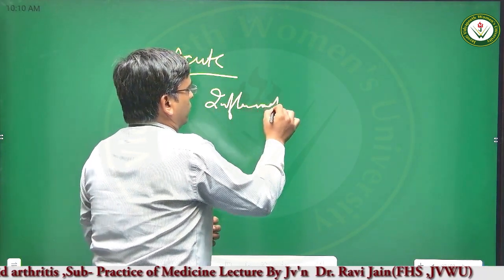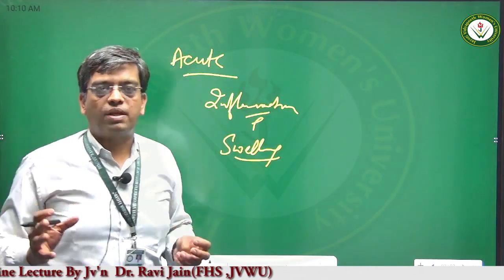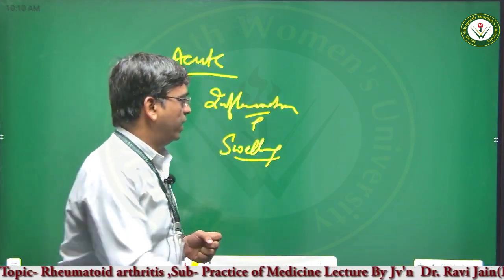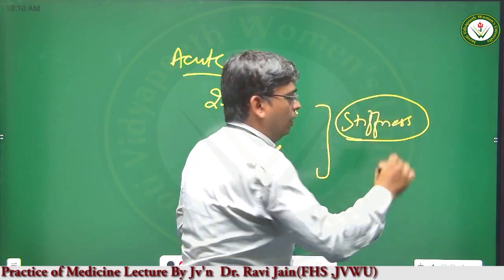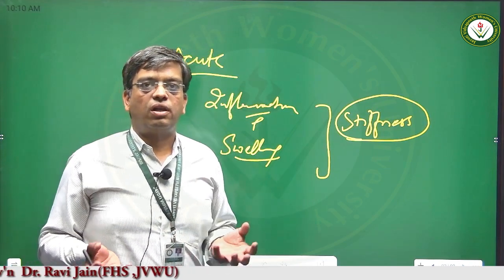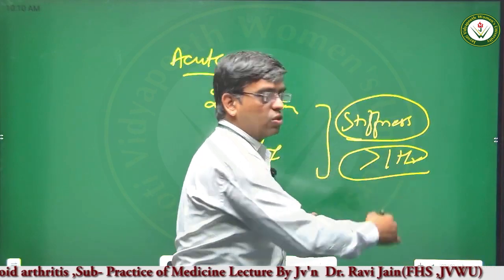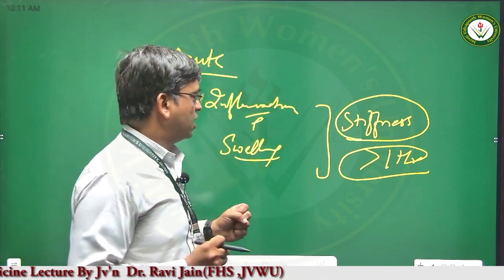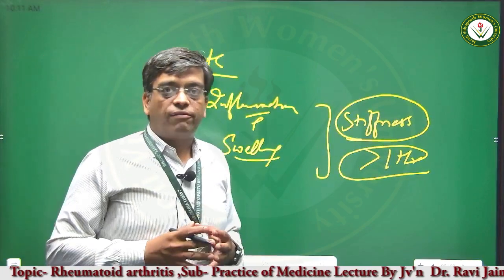Inflammation and swelling of the joints are present. When the joints become swollen, there is restricted mobility, that is stiffness. In osteoarthritis also the stiffness was there, but in rheumatoid arthritis the stiffness lasts more than 1 hour, whereas in osteoarthritis it was less than 30 minutes. The stiffness, inflammation and swelling are present, and now, who are affected?